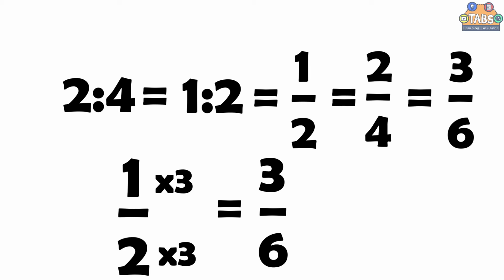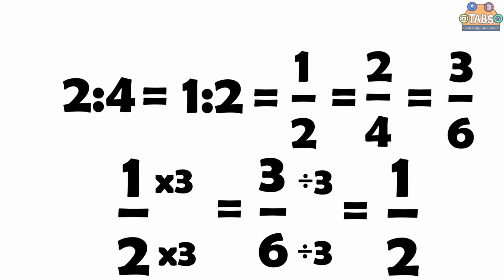If we multiply both numbers by 3, the equivalent ratio will be 3/6. We can also have equivalent ratio if we divide the given ratio by its common factor. Let us take this sample. 3/6, divide both numbers by its common factor, which is 3. So in 3/6, we divide both numbers by 3 and we get 1/2. This equivalent ratio also shows proportion.